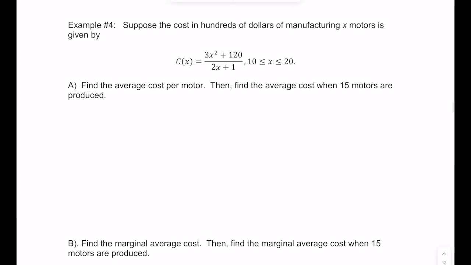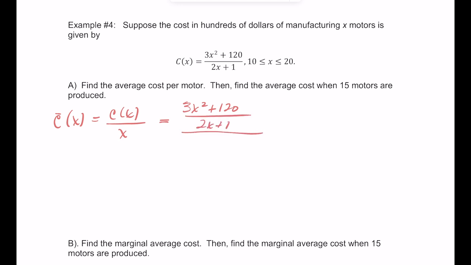So suppose the cost in hundreds of dollars of manufacturing x motors is given by that function. The first thing we want to do is find the average cost per motor. Then find the average cost when 15 motors are produced. Okay, so to find the average cost, that's just going to be the cost divided by the total number of items. So my cost function is 3x squared plus 120 over 2x plus 1, and then I'm dividing by x.